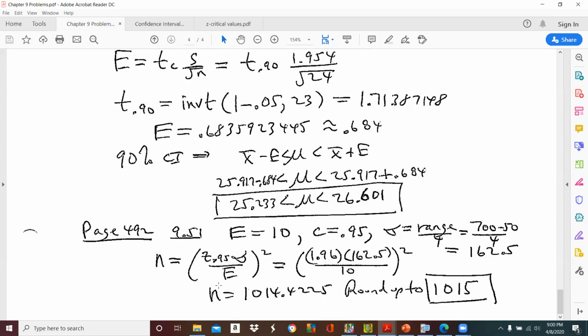So 95% confidence interval. Now we're going to use this formula, our critical value times sigma divided by E, the whole quantity squared. Use 1.96 for our critical value since it's a 95% confidence interval. We're going to use 162.5 as our estimate of the population standard deviation. And we're going to divide it by the margin of error that we would like, which is 10. And we square that whole thing, and we get 1,014.4225. We round it up. Our minimum sample size is 1,015.